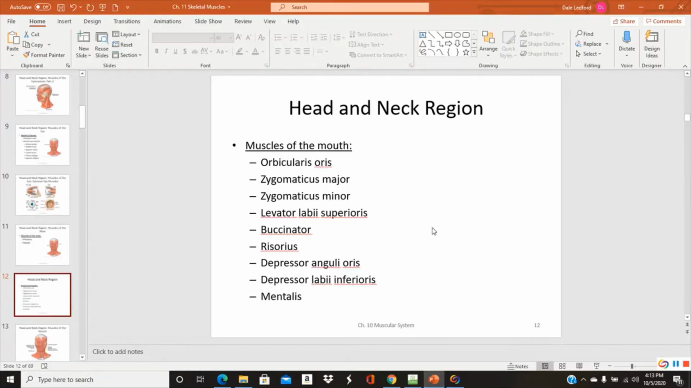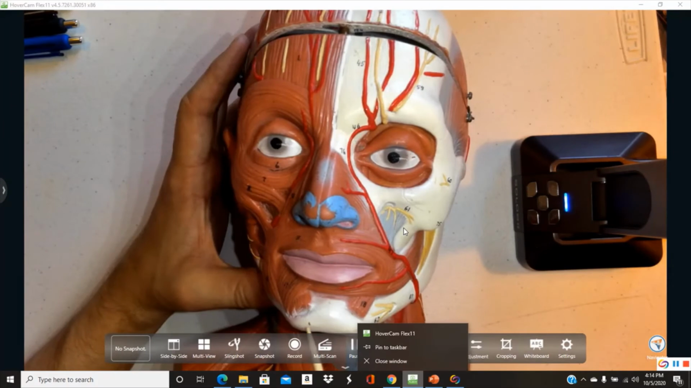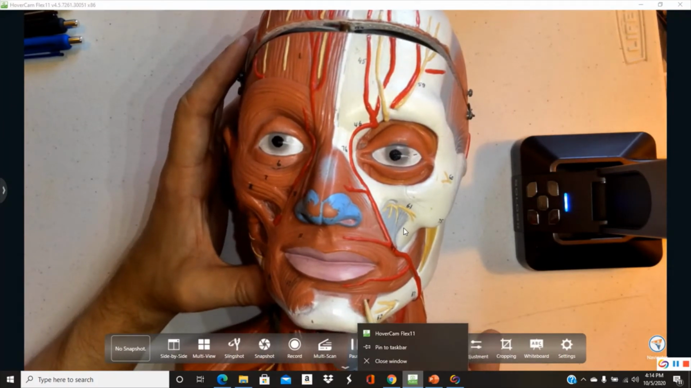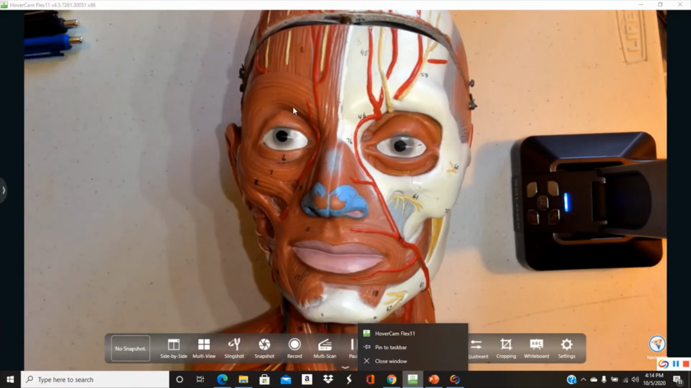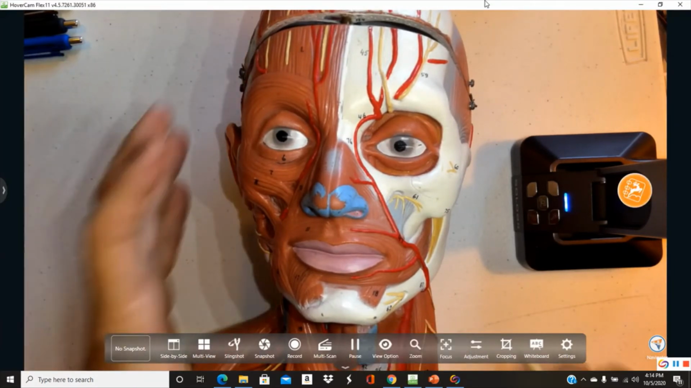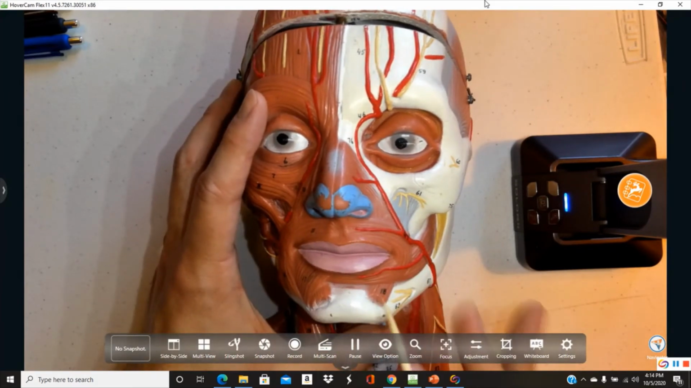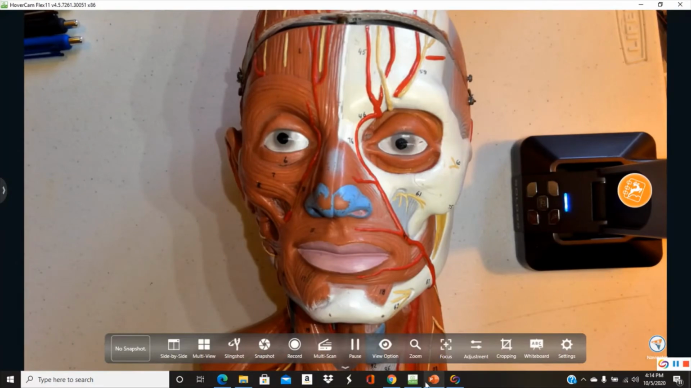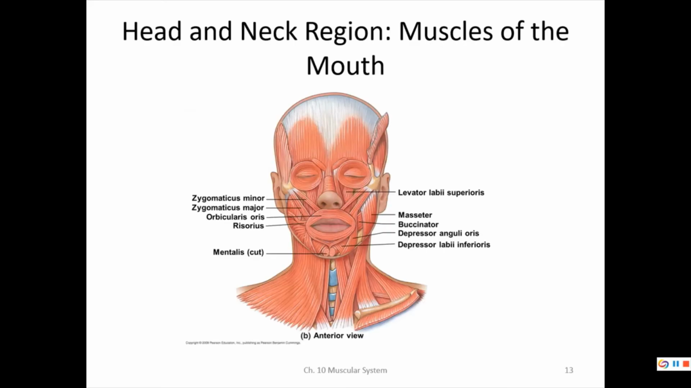Okay, and lastly is the mentalis. Mental, remember, is the chin. So here and here we see the mentalis. The mentalis, the mental region or chin, the mentalis muscle. Okay, so with our muscles of the mouth done, that is the hardest part over for the muscles of the face. I think that's always the toughest part for students.